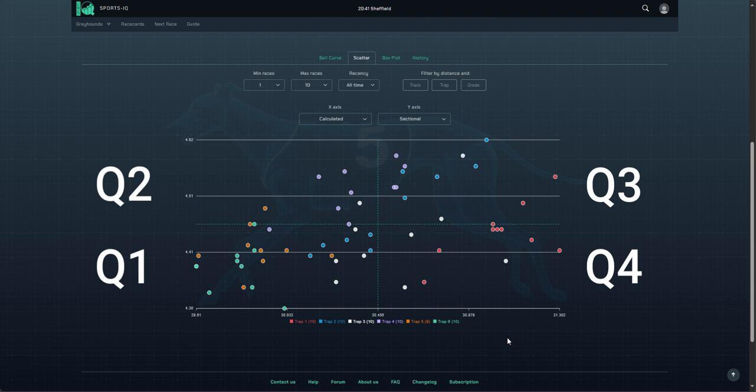And the opposite is true of the top right hand quadrant. These are the dogs that trap really badly and finish the race really badly, and these are the type of dogs that we will be looking to lay. So if you move your cursor over the dogs at the bottom and we hover over trap 1, you can see that most of the cluster is set between the top right hand quadrant and the bottom right hand quadrant. So dog 1 doesn't trap really well and its calculated time is terrible. So dog 1 would be a potential lay.